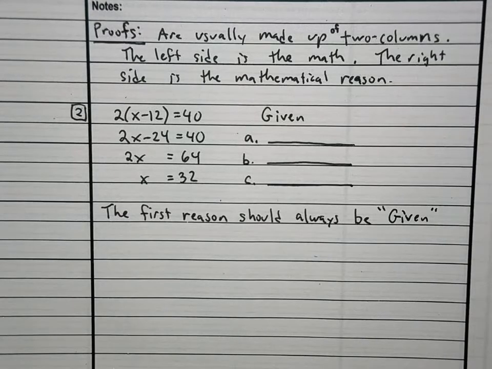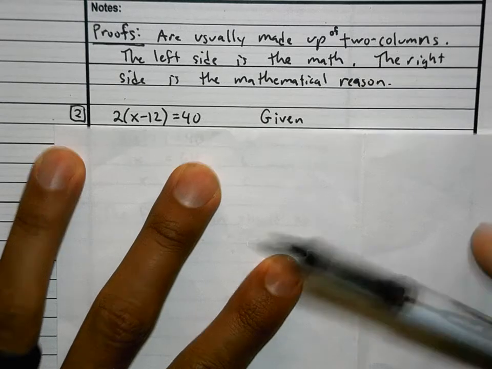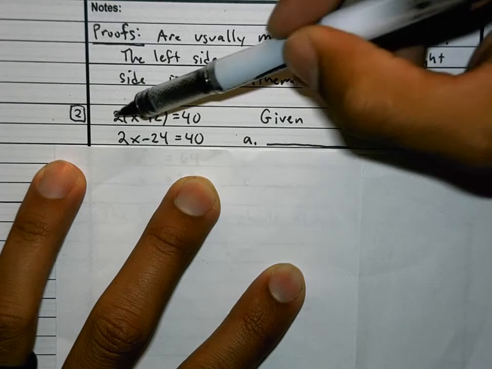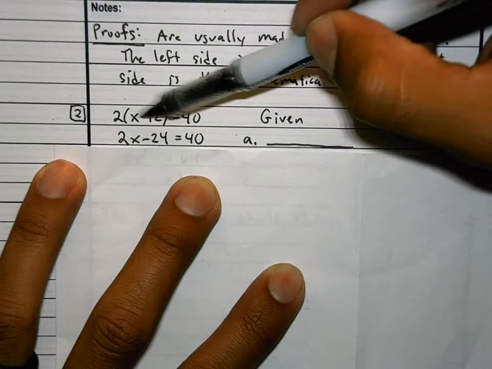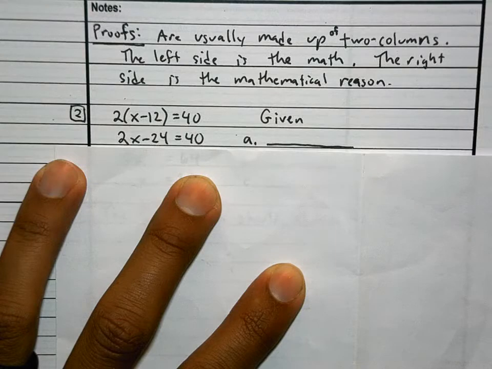Now, what happens with a two-column proof is you have to start filling in reasons why the other person, whoever wrote this, did what they did. You kind of need to look at this from this step to this step. They did something. They now have, instead of parentheses, 2x. And instead of minus 12, they now have negative 24. Do you know what that person did?